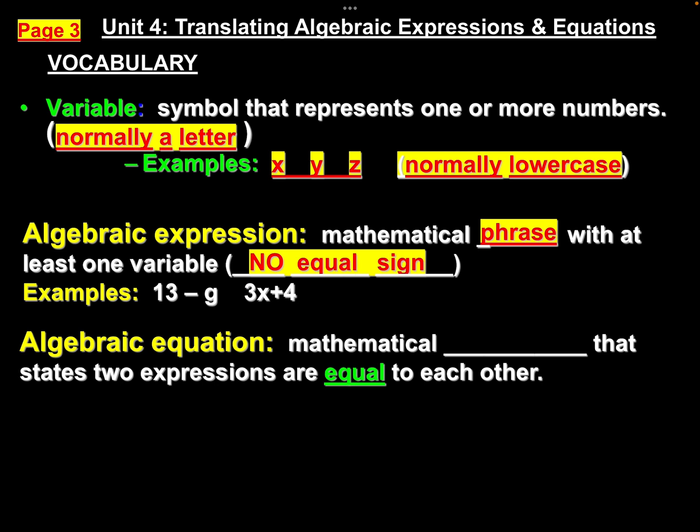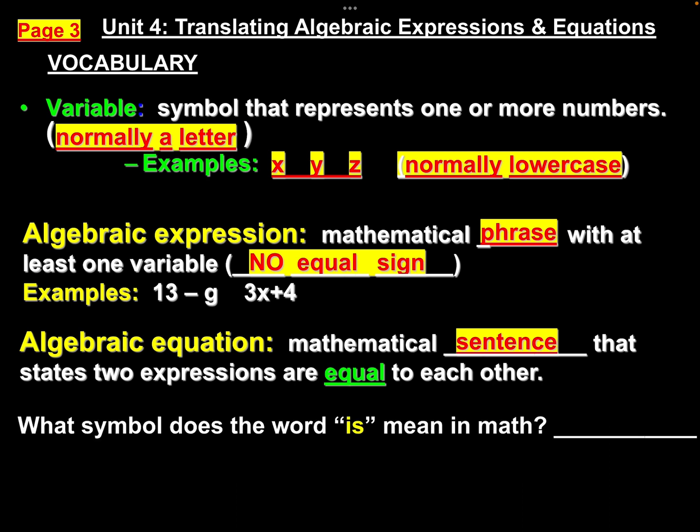An equation, on the other hand, is a math sentence. So it's kind of like what we talked about, it has a left side and a right side, like in a regular sentence, you have a subject and a predicate. And it expresses that two expressions are equal to each other. So you're taking two expressions and putting an equal sign in between. What symbol do we use for the word is in math? Well, that is an equal sign. So when you see the word is today, you know you're going to be dealing with an equation, not an expression. So more than half of the ones we're going to look at are expressions, and then we're going to get into equations.